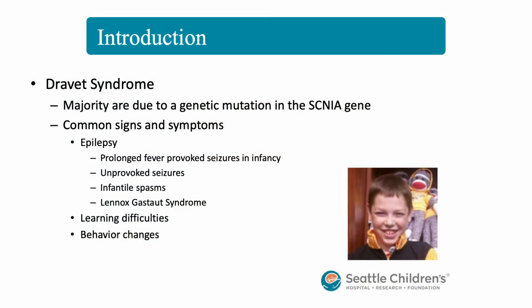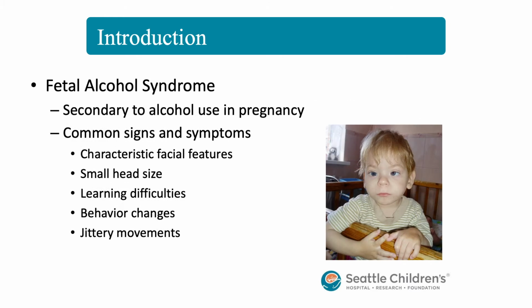Dravet syndrome, a little bit different, also a genetic cause of epilepsy and a genetic syndrome, but from one kid to the next with Dravet syndrome, they may not have those similar features like you might see in Down syndrome. But the common signs and symptoms in Dravet syndrome is epilepsy, difficulty learning, and changes in behavior. And then the last kind of overview of syndrome is fetal alcohol syndrome, and that's not genetically inherited or acquired, but something related to alcohol use in pregnancy. And kids with fetal alcohol syndrome could have a very similar facial characteristic, some small head size, some other whole body issues.